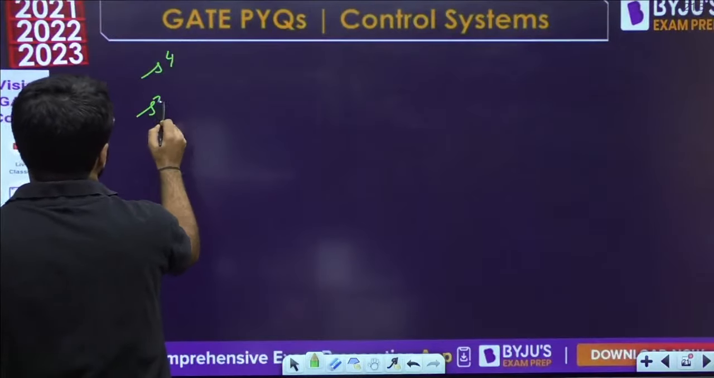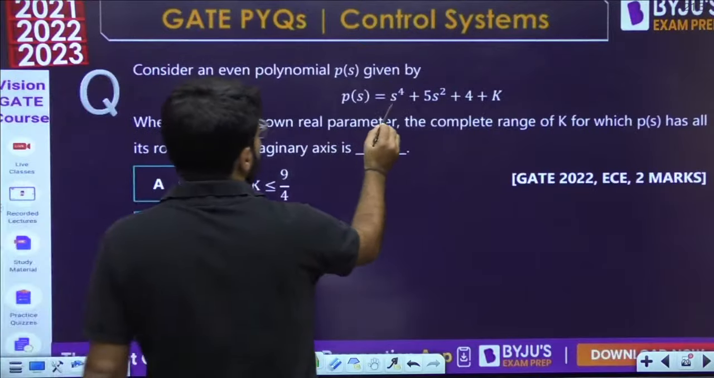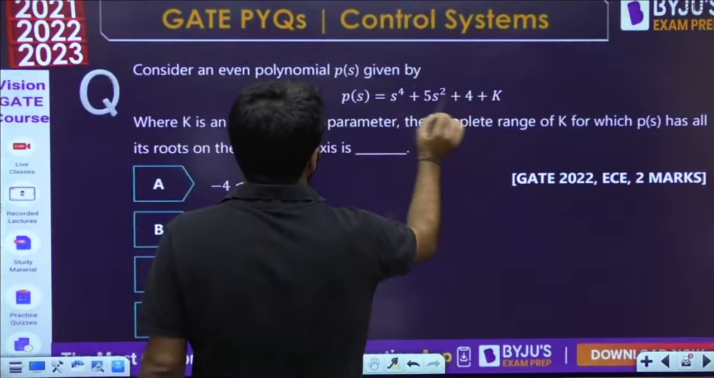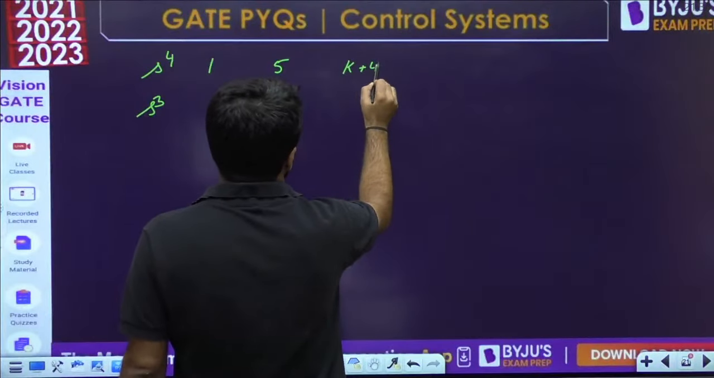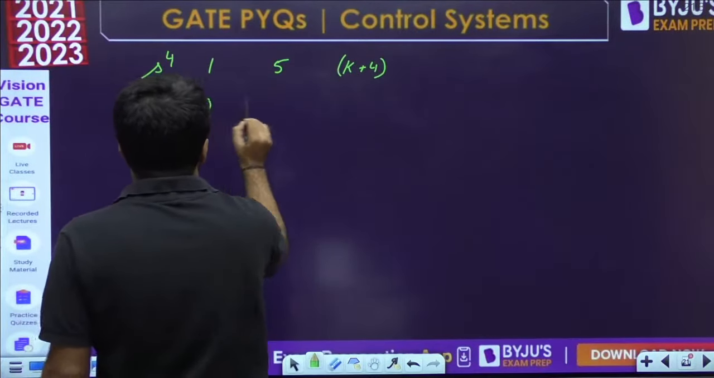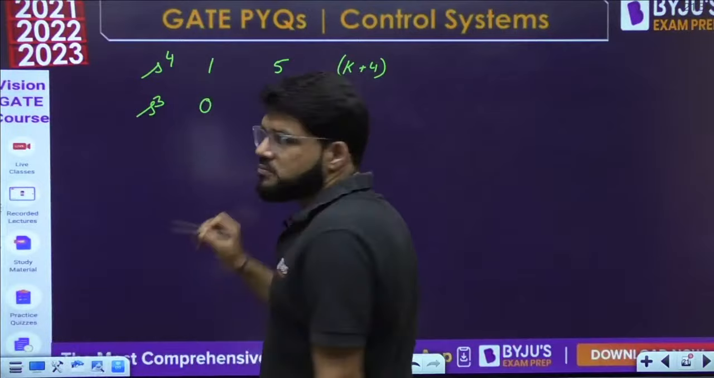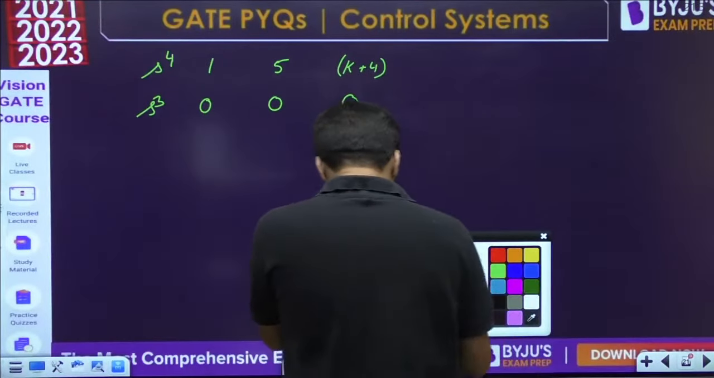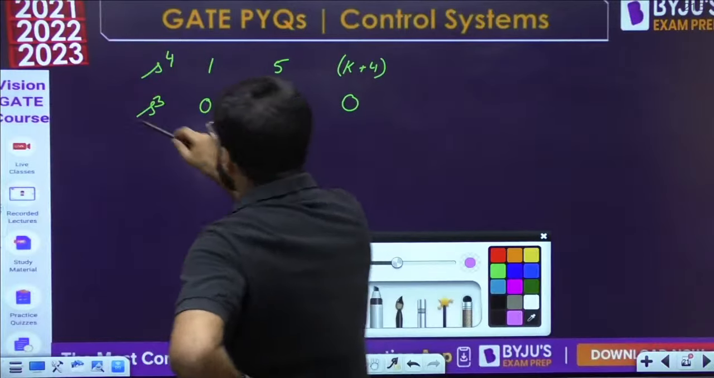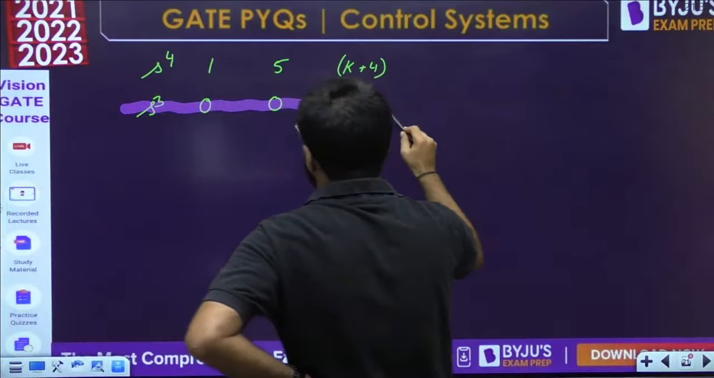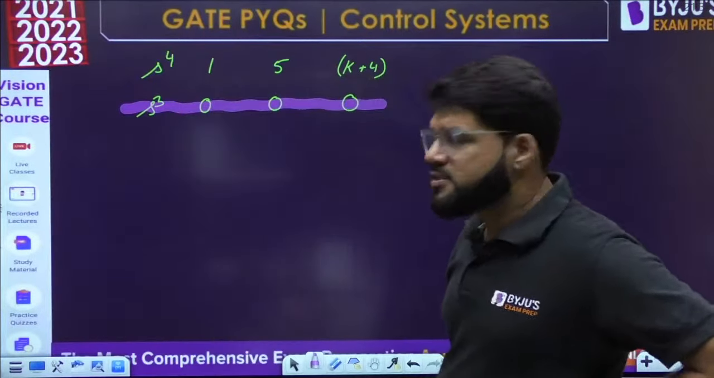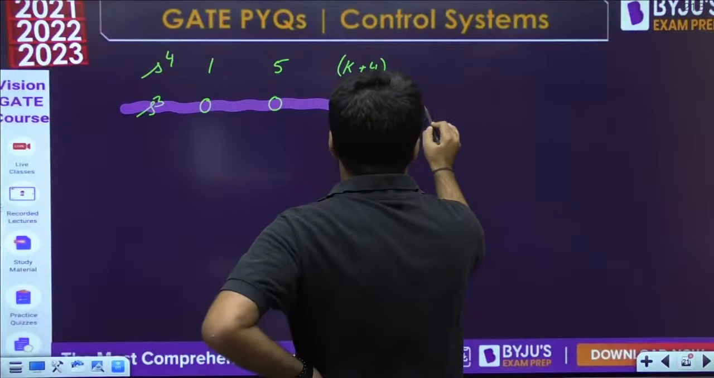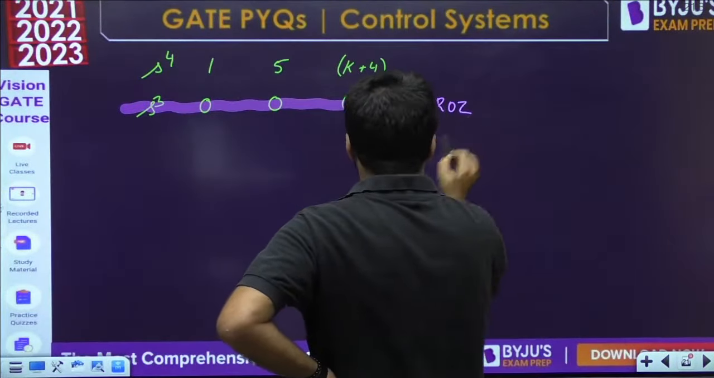S power 4 and s cube. S power 4: 1, alternate coefficient s power 2: 5, and then the constant term 4 plus k. Let me write it as k plus 4. But there is no odd coefficient. So straight away, what you are getting is a row of 0.